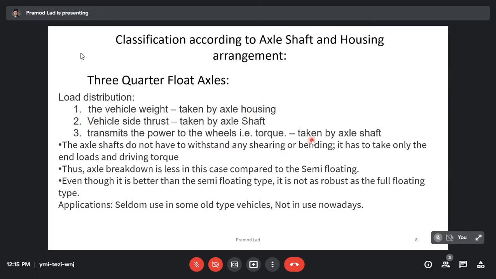the torque. The axle shaft does not have to withstand any shearing or bending. It has to take only the end loads and driving torque. Thus, the axle shaft size is less in this case compared to the semi-float design. Even though it is better than the semi-float type, it is not as robust as the full floating since there are not two bearings, there is only a single bearing.